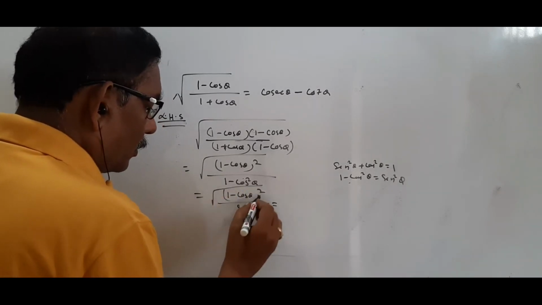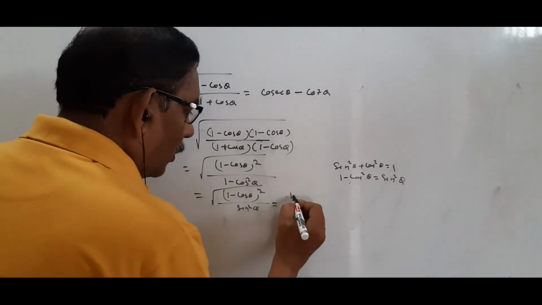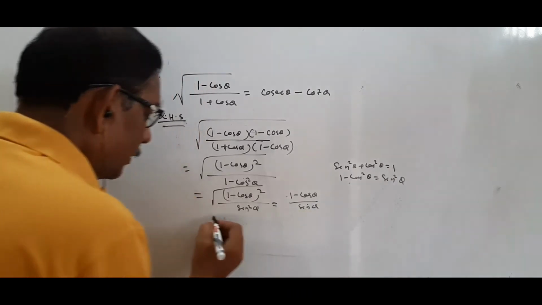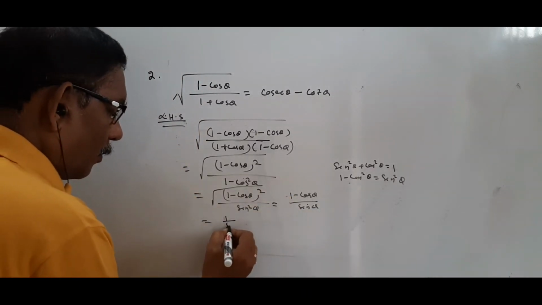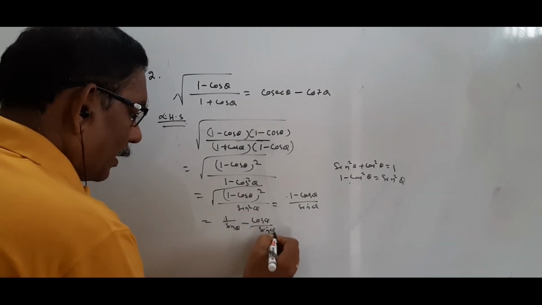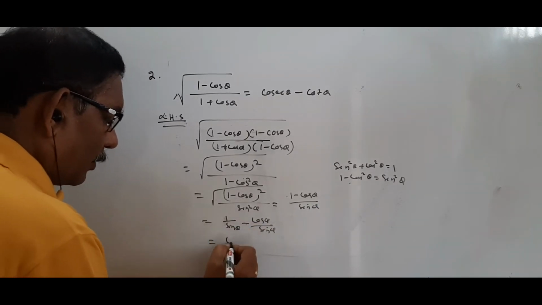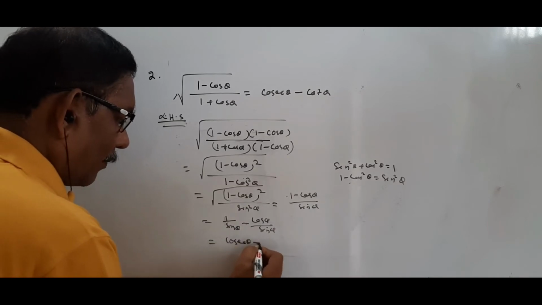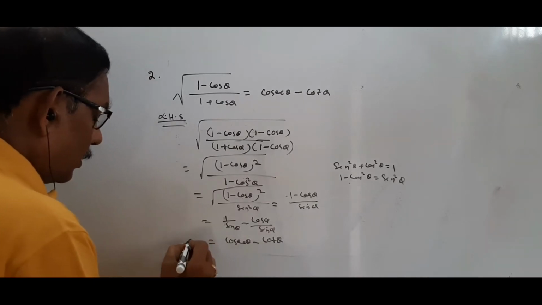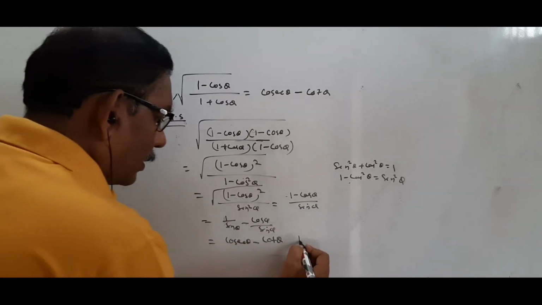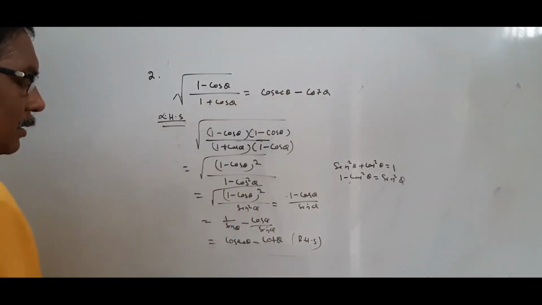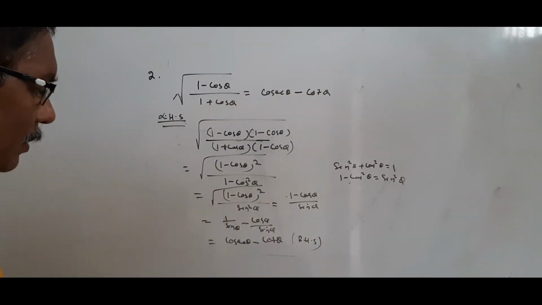So it is the root and here also square. So 1 minus cos theta by sin theta. Now divide: 1 by sin theta minus cos theta by sin theta. 1 by sin, you know that is cosec theta. Cos by sin, you know that is cot theta. So it is your RHS. So LHS equals RHS.